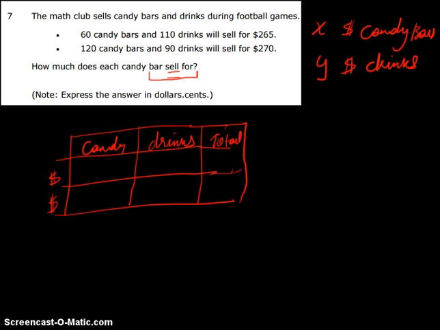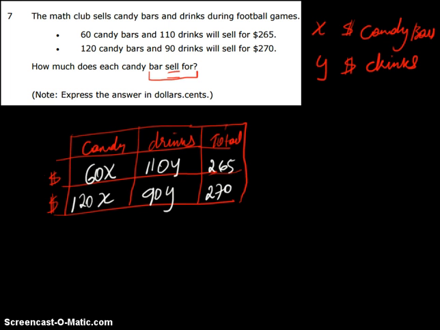Since X is the candy's price, we can multiply the first one by 60, because we are selling 60 candies times X, which is the price of candy, plus drink is Y, so we're selling 100 times Y. They sell for 265, which is right here. And the same thing with the second scenario, where we are selling 120 candies and 90 drinks, which is 90 times Y, because Y is the price of drink. And then this would sell for 270.